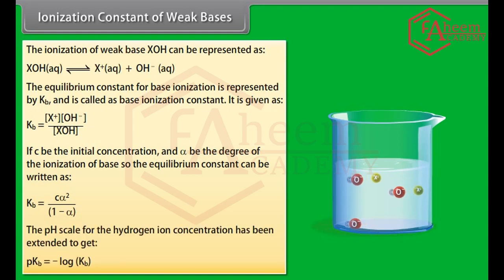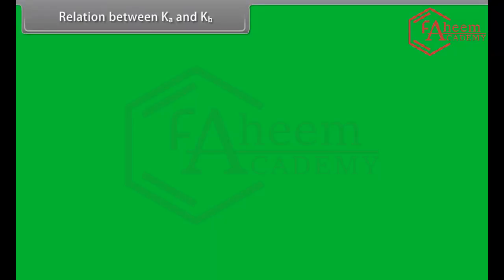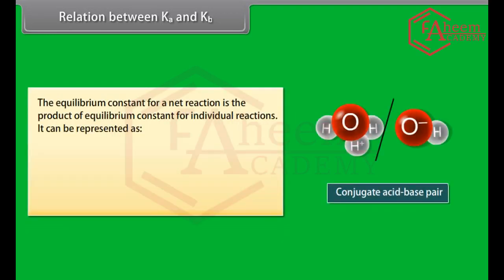so the equilibrium constant can be written as Kb is equal to C alpha square by 1 minus alpha. Relation between Ka and Kb. The equilibrium constant for a net reaction is the product of equilibrium constants for individual reactions. It can be represented as K net is equal to K1 K2 K3 and so on. For conjugate acid-base pair, Ka into Kb is equal to Kw.